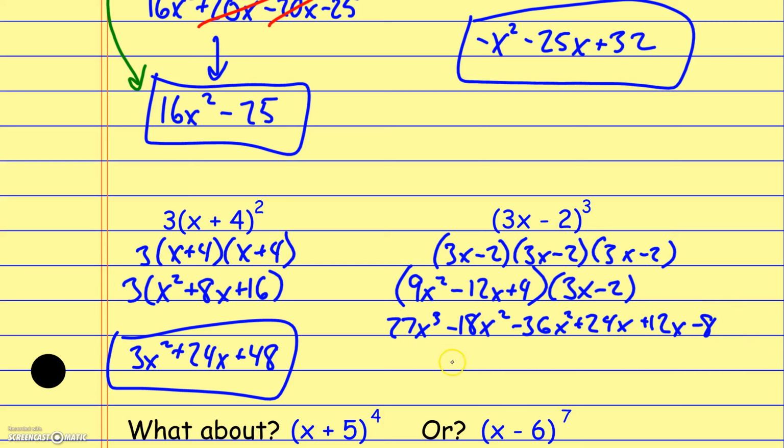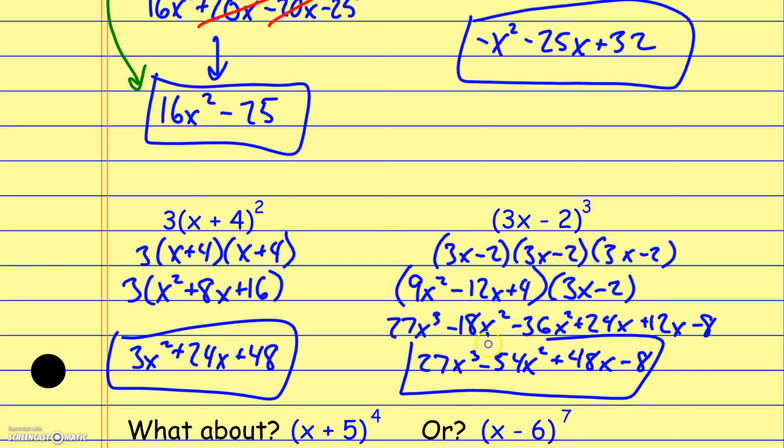And now I can combine like terms. And the nice thing about distributing this way is we can see that my like terms are all right next to each other. So this one, that gives me a negative 54x squared. This one gives me a plus 48x. And then the minus 8 doesn't have anything to combine with. And that's it. All right.